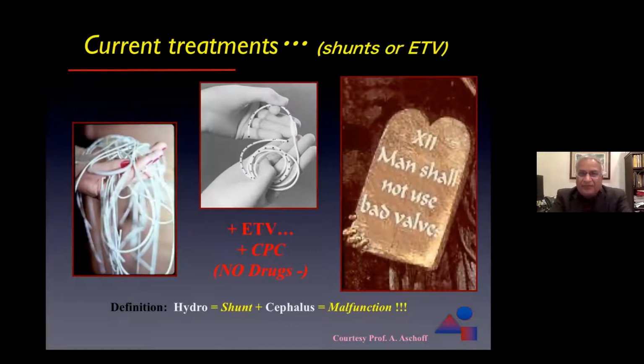At this time, this is my secretary's hand with the pile of shunts that we have, that we can say plenty of. And I like this quote from Professor Ashoff: "Man, we should not use bad valves or misguided valves."